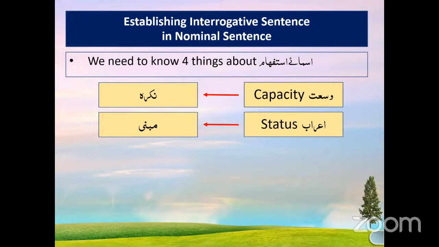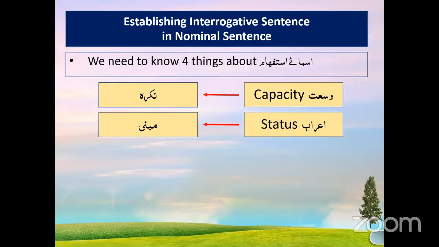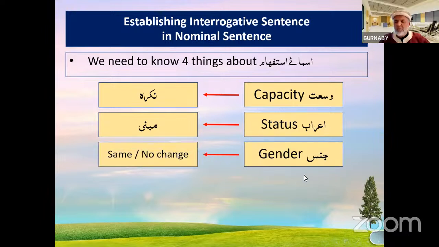Musa will be in all 3 statuses, Rafa, Nasab, and Jar, it will always be Musa. Huda, Huda, Huda. Allazi, Allazi, Allazi. That means these asma will always be mabni. They will not change. But based on our own understanding and the context where they're used, we will know whether it's the Rafa, Nasab, or Jar, or we're going to call them mabni. What are we going to call them? Mabni.